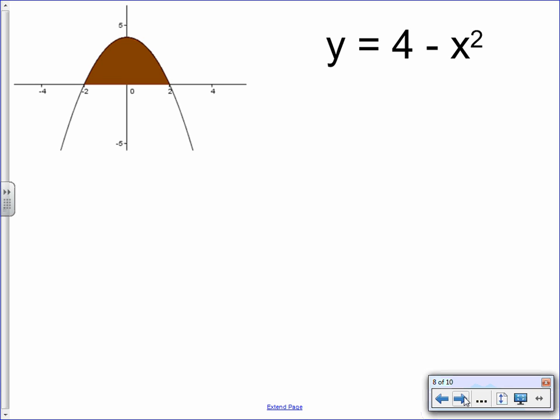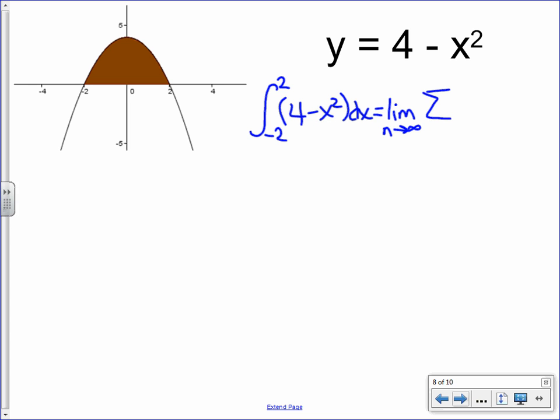Let's do this one. I'm going to help you. What is the interval that we're going to find the area? -2 to 2. Okay. And we're going to find that by taking the limit as n approaches infinity of the sum k equals 1 to n of f of x of k times the thickness.